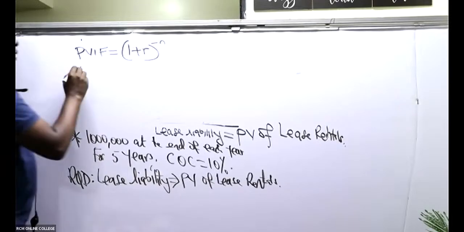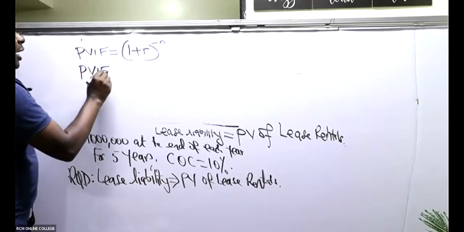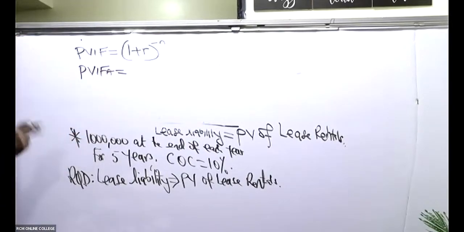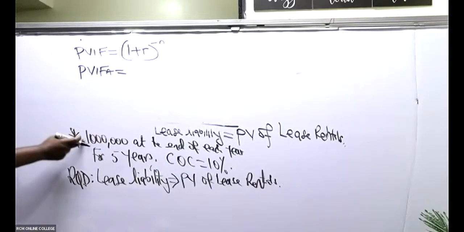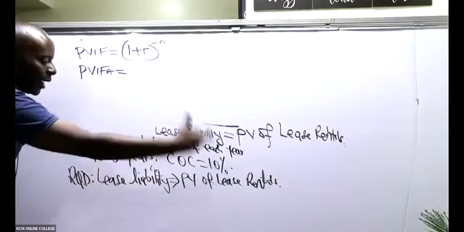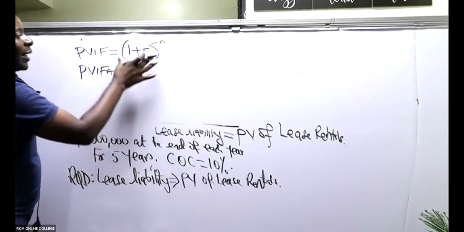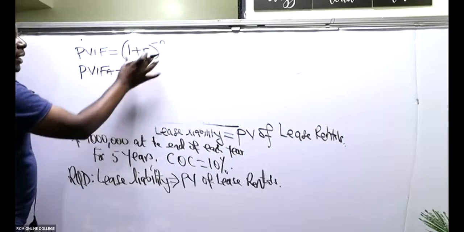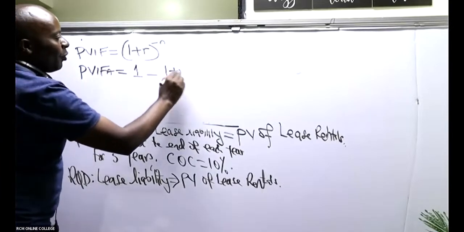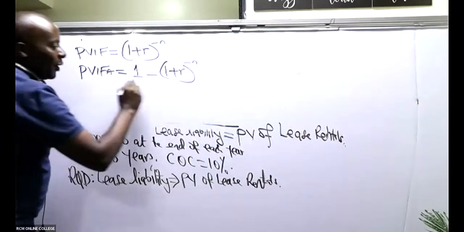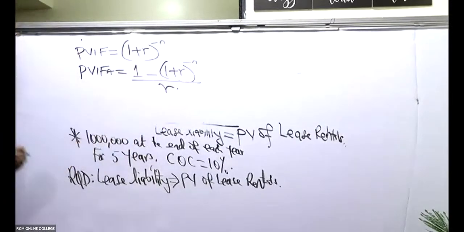How about in this case, present value interest factor of an annuity? Like now, this is $1 million every year, so it's an annuity. If it's an annuity, we shall take 1 minus this simple formula. Our simple formula is 1 plus R raised to negative n, and then everything to be divided by R.